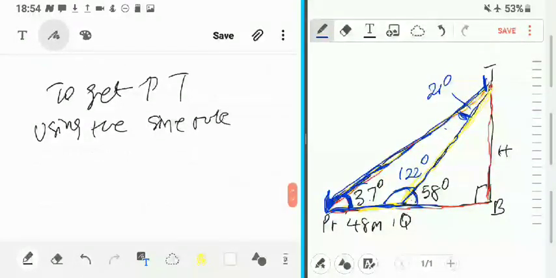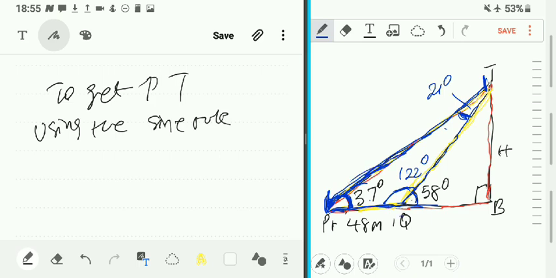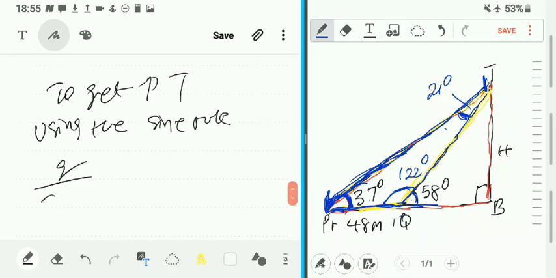And if you recall from the sine rule, please, if you've not watched the video, go and get it so that you understand what we're talking about. This side that we're looking for corresponds to Q, so Q should be in my formula.